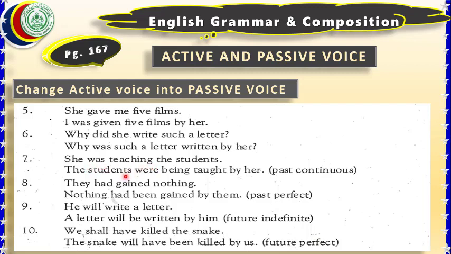She was teaching the students. The students were being taught by her. This is past continuous tense. They had gained nothing. Nothing had been gained by them.